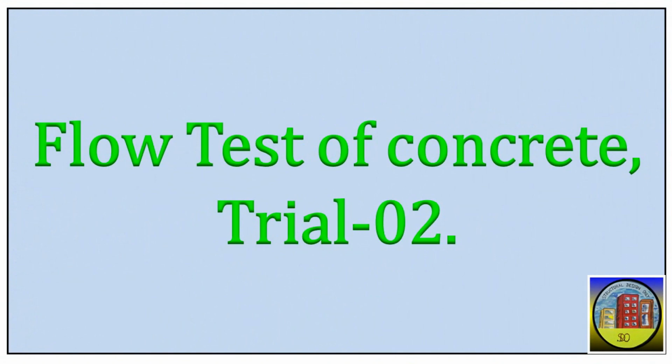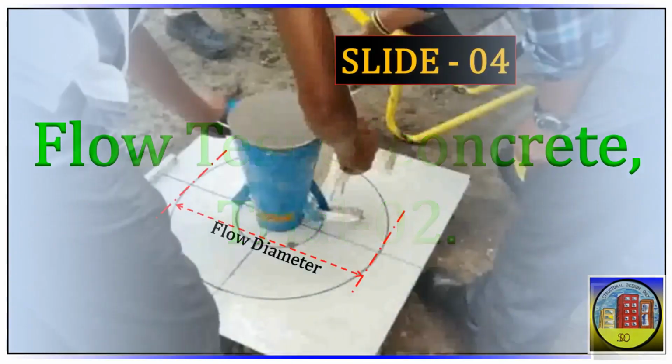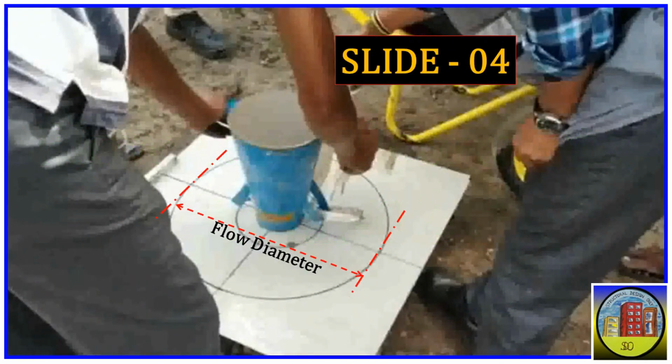Flow test of concrete, Trial 2. This is our slide 4. After the unsatisfactory outcome of the initial trial, as evidenced in the preceding slide, the subsequent slide illustrates preparations for the next trial.